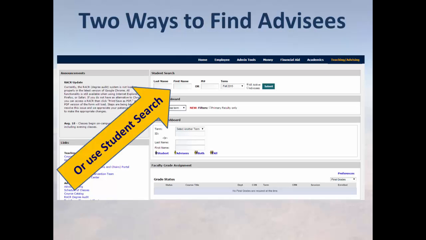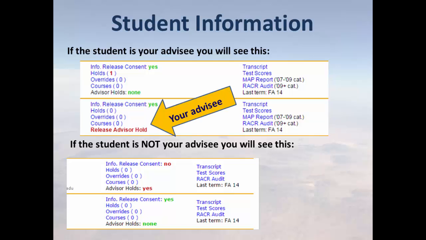Put in the last name and the first name of the student or the M number and make sure that a term for which the student is eligible is listed. If the student is your advisee, you will see Release Advisor Hold. If the student is not your advisee, you will see in red, Yes. If you see the yes, but that student should be your advisee, contact the registrar's office. You may need to contact your chair or program coordinator first.